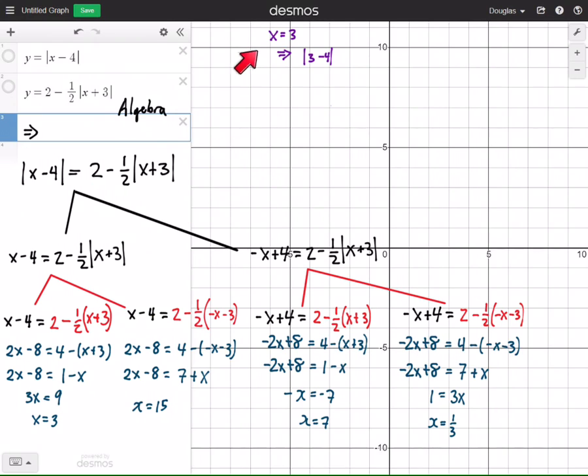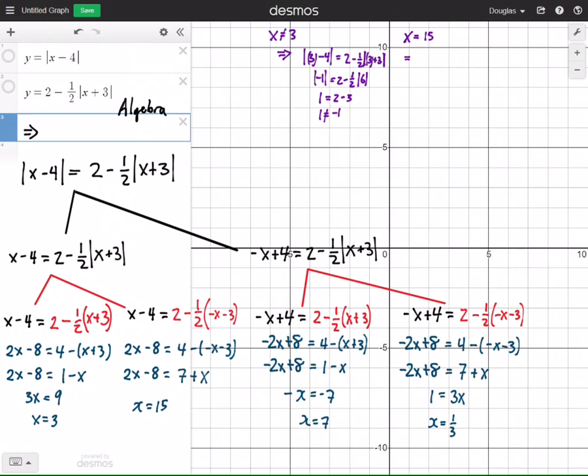Just to verify, though, I'm going to let x equal 3, put that into my equation. 3 minus 4 is -1. Absolute value of -1 is 1. And over here I get half of 6, which is 3, and 2 minus 3 is -1. That's not true. So x equals 3 is a fake solution. All of this is just lies, BS.